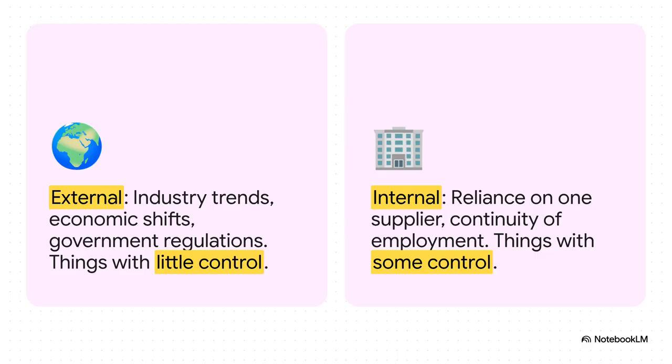You've got external conditions, stuff like the economy, new regulations, things the borrower can't really control but has to deal with. Then you have internal conditions, like being dependent on just one big customer. That's a risk specific to their business, and it's something they should have some control over.